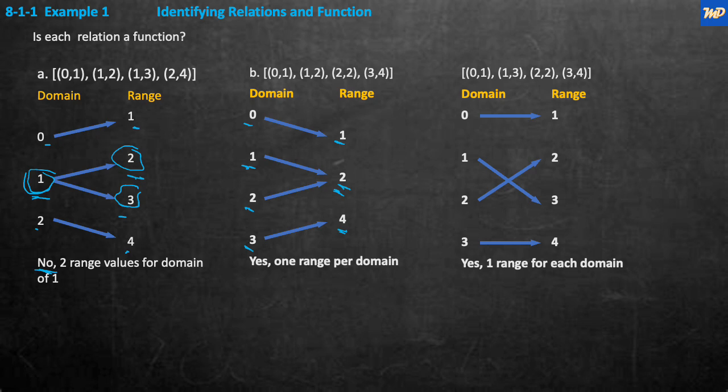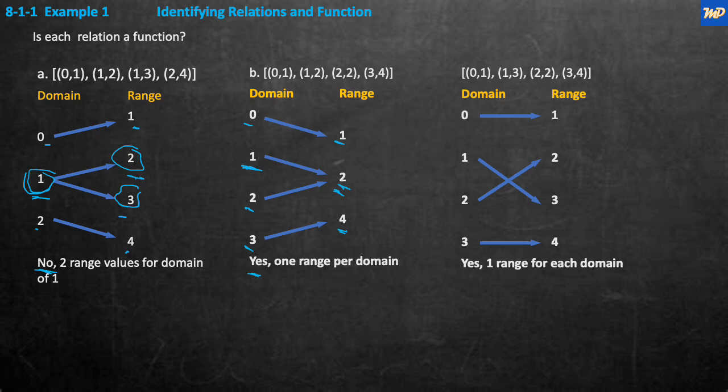Here, 1 has a 2 and 2 has a 2. So is that legal? Is that a function? Yes, it's a function, because each domain only has one range value. That range value might be pointed to from more than one domain value, but it's still each domain value only has one given range value. So yes, this is a function. 1 range per domain.